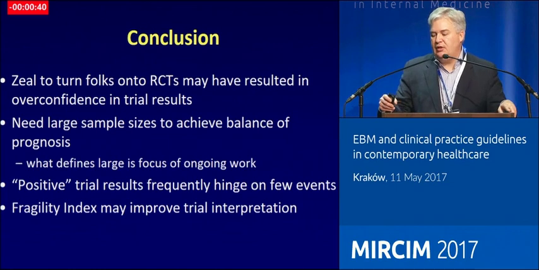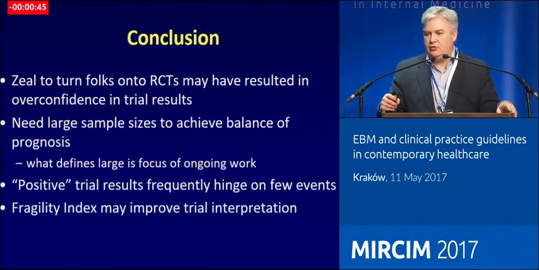So in conclusion, in our zeal to turn people on to randomized controlled trials, we may have resulted in overconfidence in a lot of our trials. We need large randomized controlled trials with lots of events, and we need large numbers of patients randomized to get balance of prognosis, so that we can come back to believing that the differences we see are not due to chance. We have significant results if, in fact, we have unbiased methodology.